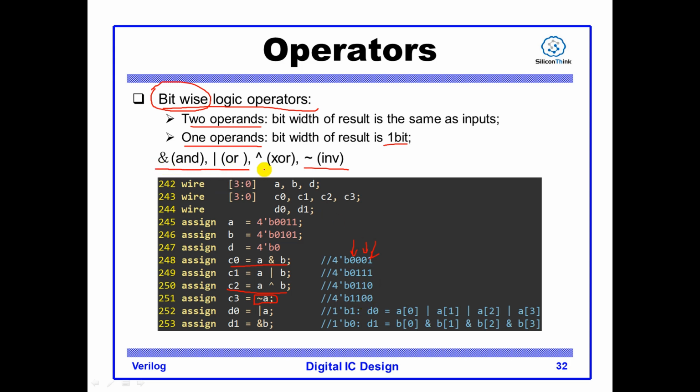For the other three, if it's used with only one operand, the result is only 1 bit. That means each bit of the input will be operated on using the operator one by one. So for example, AND A equal to each bit will be ANDed, OR A equal to each bit will be ORed, and the result will be 1 bit.